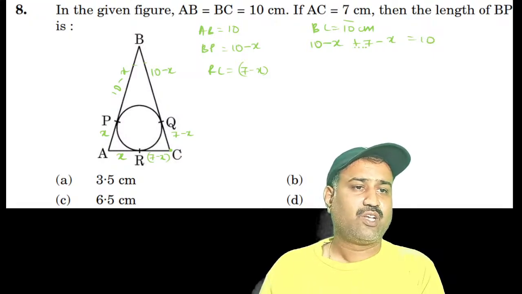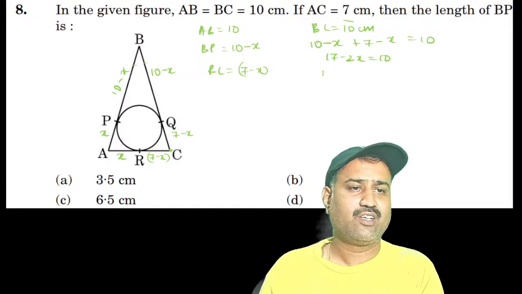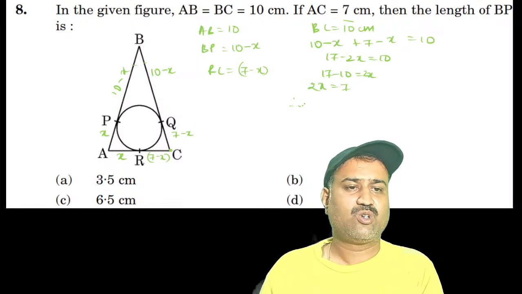Okay. 10 plus 7, 17. 17 minus 2x is equal to 10. I will send this 2x that side, 10 this side, right? 17 minus 10 is equal to 2x. 2x is equal to 7. Therefore, x is equal to 7 by 2 or 3.5 centimeter, right?